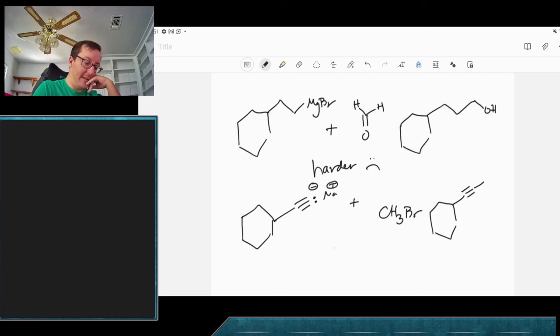So this one was easier for us, because it's a lot easier to go from that alkyne to the alkene rather than from the alcohol to the alkene. So in that case, it's easier to use the acetylide. And so again, this stuff takes practice.